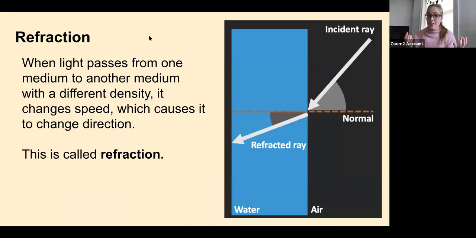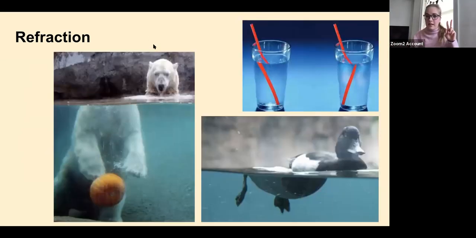Refraction happens when light passes from one medium, and remember, medium is the word that we use to talk about whatever the wave is traveling through. So this could be air, this could be water. In all of these pictures, we've got two different media. We've got air and water.